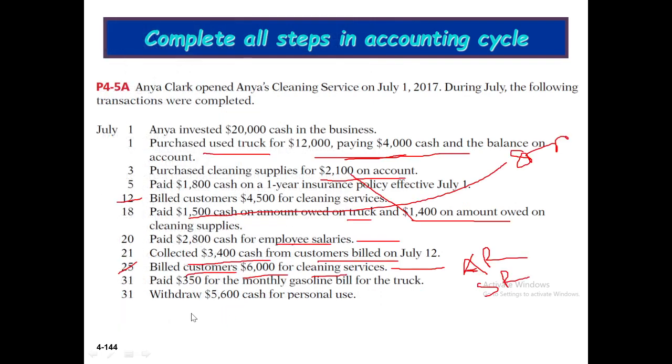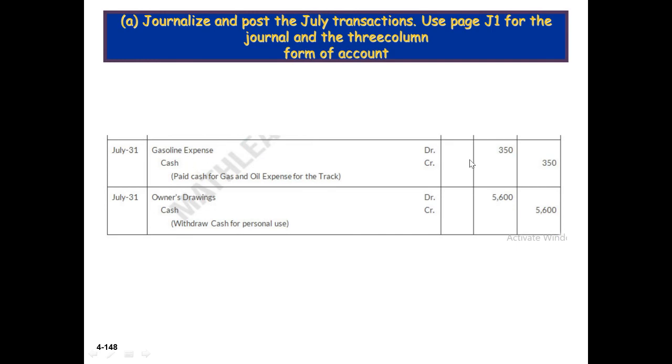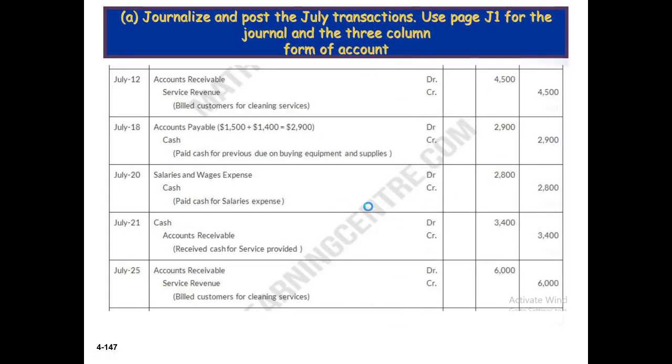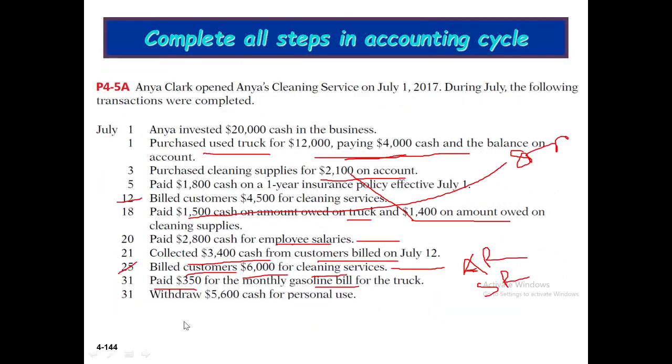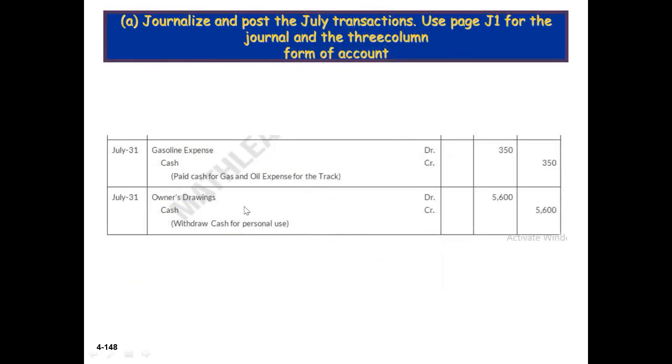And then paid 350 for the monthly gasoline bill for the truck. For this transaction, the cash credit and gasoline expense debit. So here, look, gasoline expense debit and cash credit. And finally, withdrew $5,600 cash for personal use. For this withdrawal, this is a very easy journal: drawing debit and cash credit.